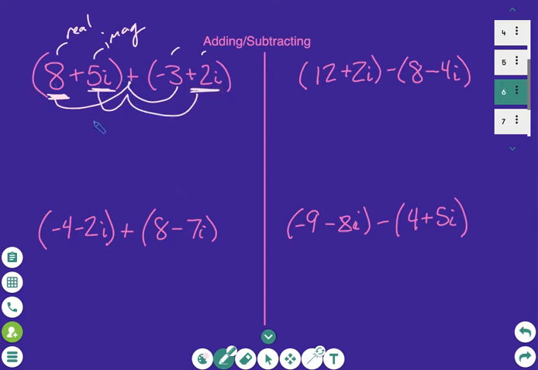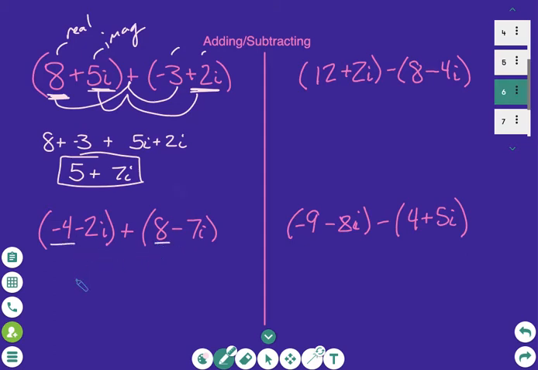So if I wanted to rewrite this expression, I would rewrite it as 8 plus negative 3 plus 5i plus 2i. So 8 plus negative 3 would be 5, 5i plus 2i would be 7i, and that would be my solution. Same thing here, take my reals and add them together, so I get 4. Take my imaginaries and add them together, so I get negative 9.